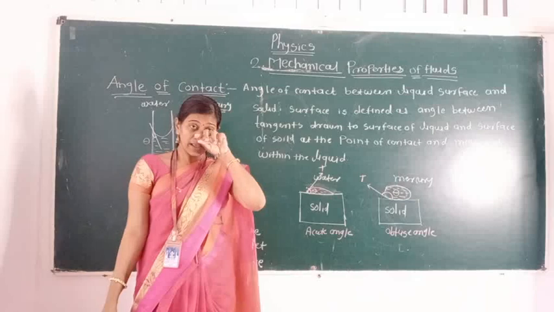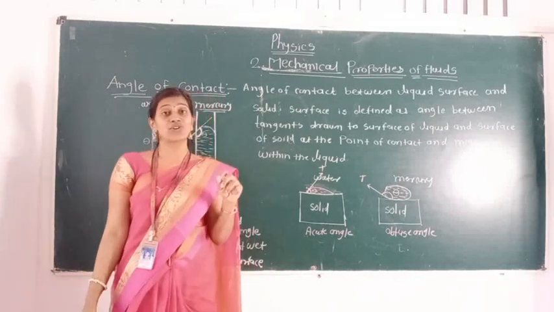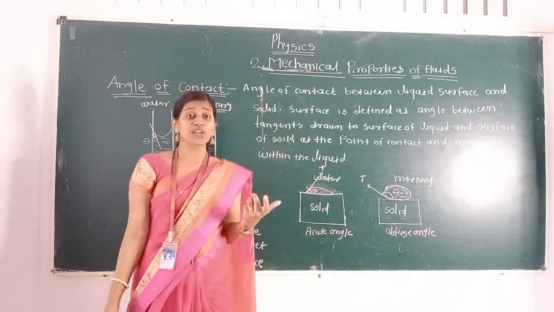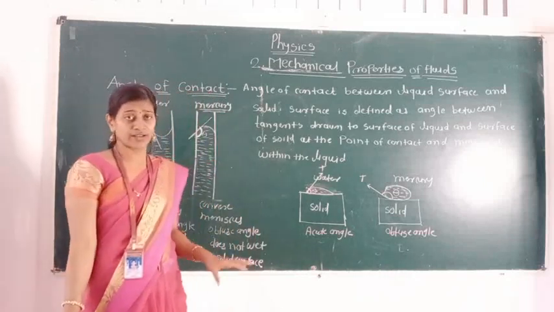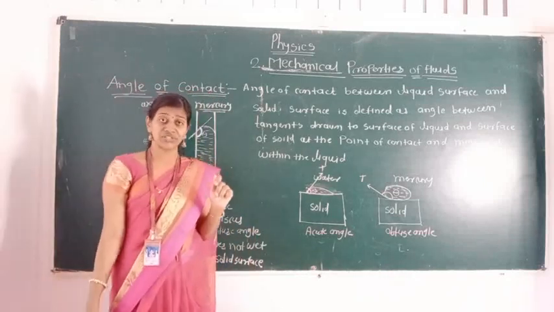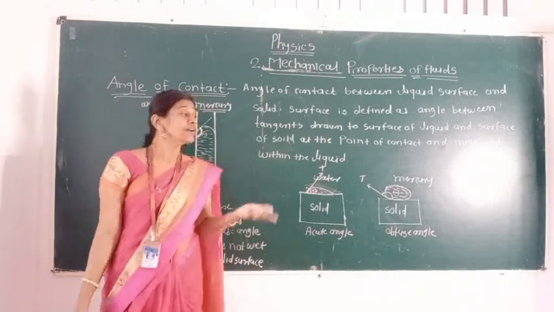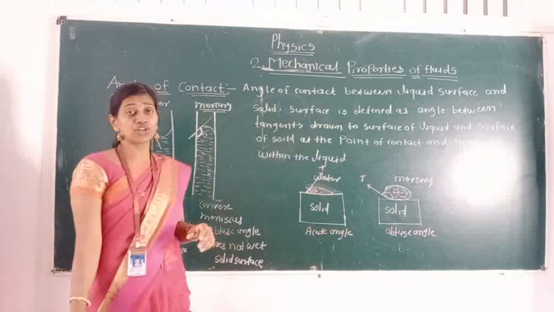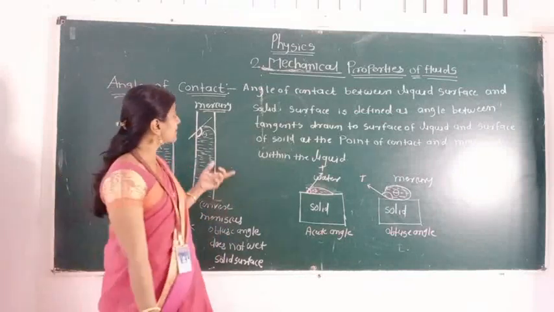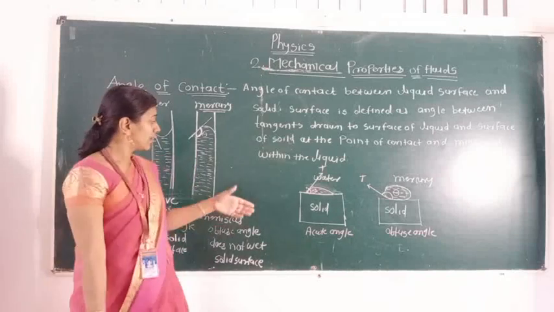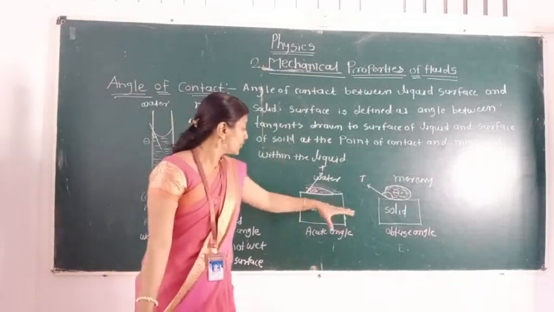Suppose any liquid is there and that liquid is not pure, some impurity is present in that liquid, so we are not getting the proper angle of contact. So the angle of contact changes due to the impurity present in the liquid. The last thing is that the angle of contact changes due to the pressure. So these are the definition of the angle of contact and some characteristics of the contact.